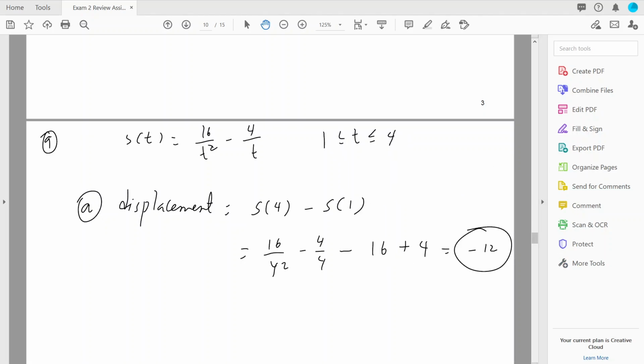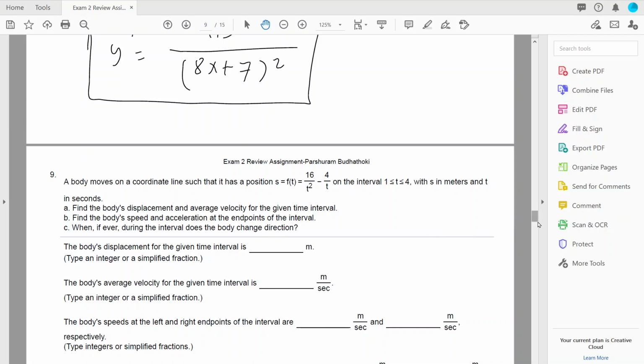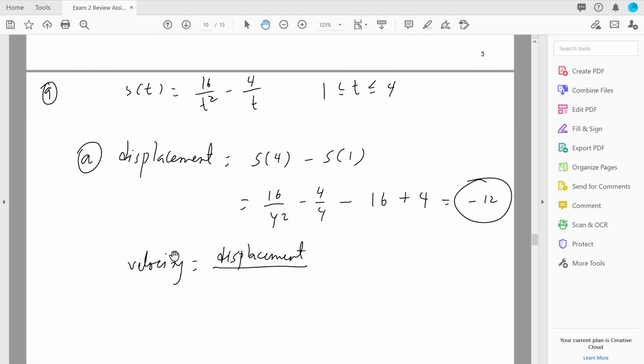Okay, so that's the displacement. And now we know the velocity is displacement over time, and we need to find the average velocity. Average velocity is displacement over total time. So in this case, the displacement when the body moves from 1 second to 4 seconds is negative 12, and the total time it takes is 4 minus 1, which is 3. So the velocity would be negative 4. Okay, so that is for part A.